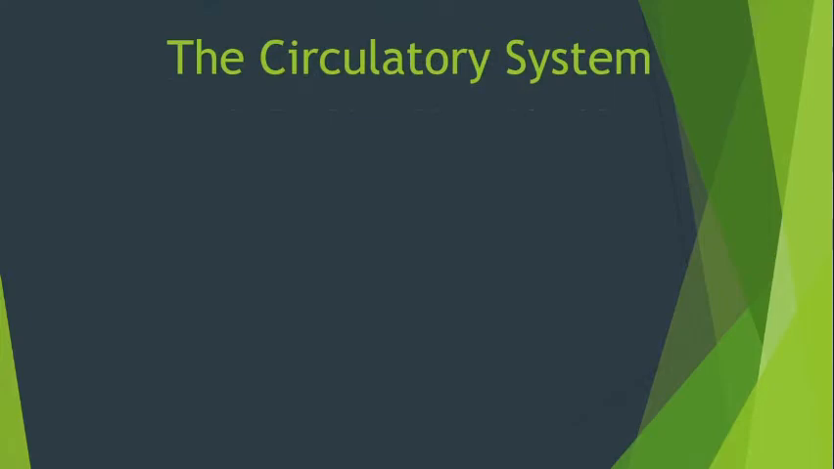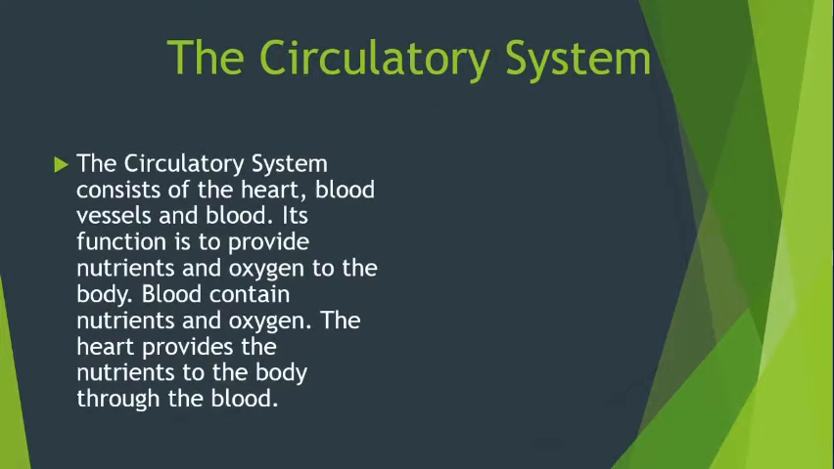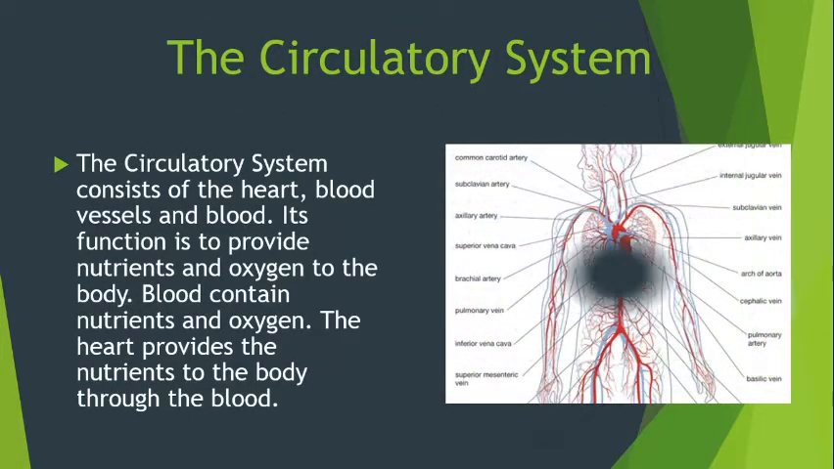The circulatory system. The circulatory system consists of the heart, blood vessels, and blood. Its function is to provide nutrients and oxygen to the body. Blood contains nutrients and oxygen. The heart provides the nutrients to the body through the blood.